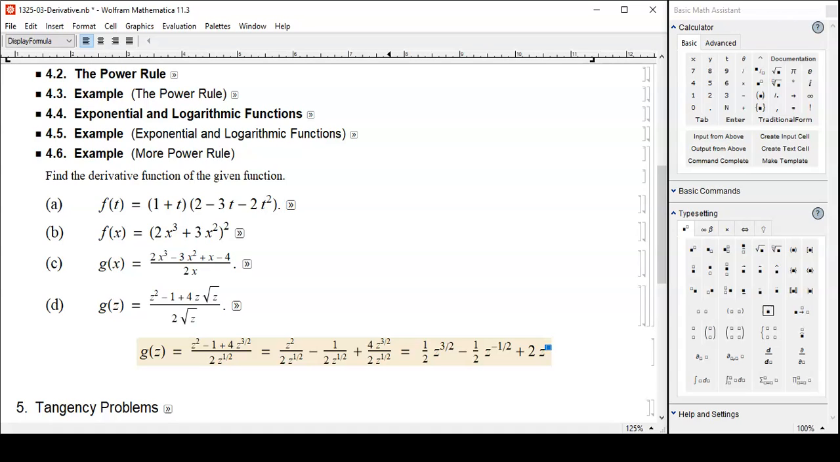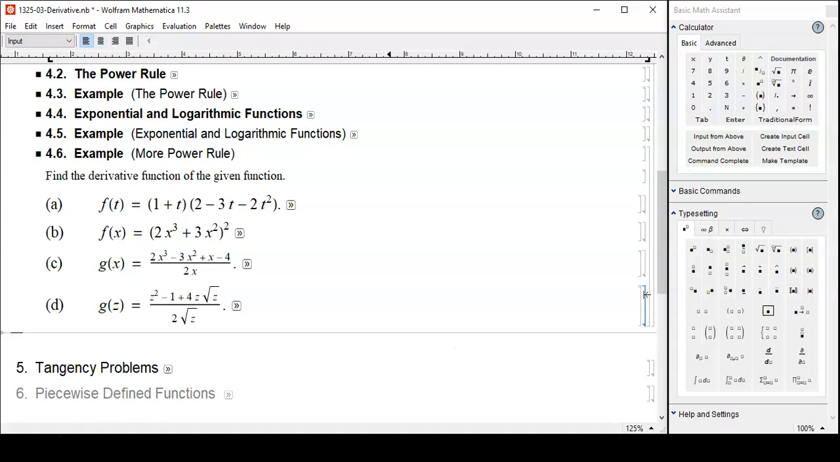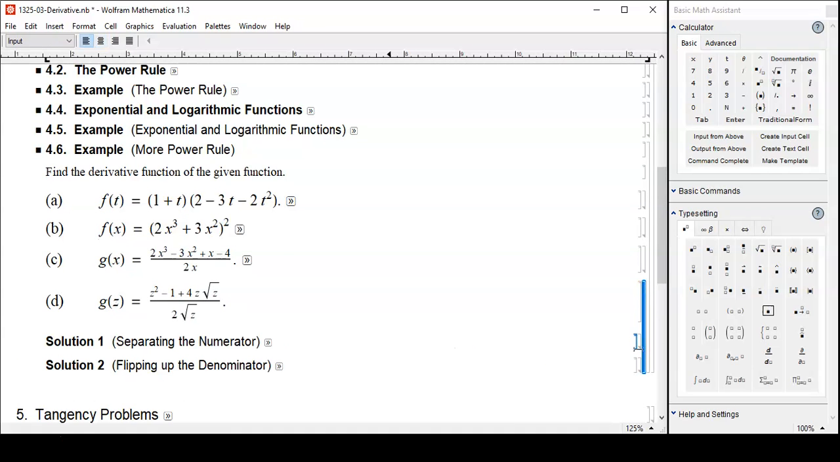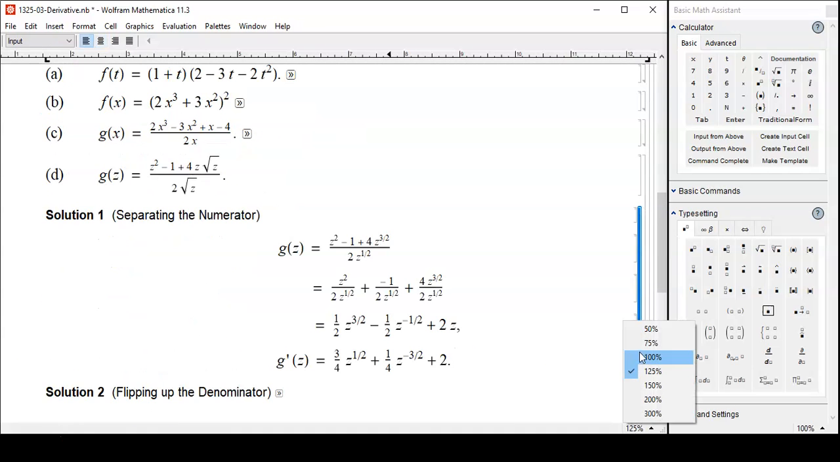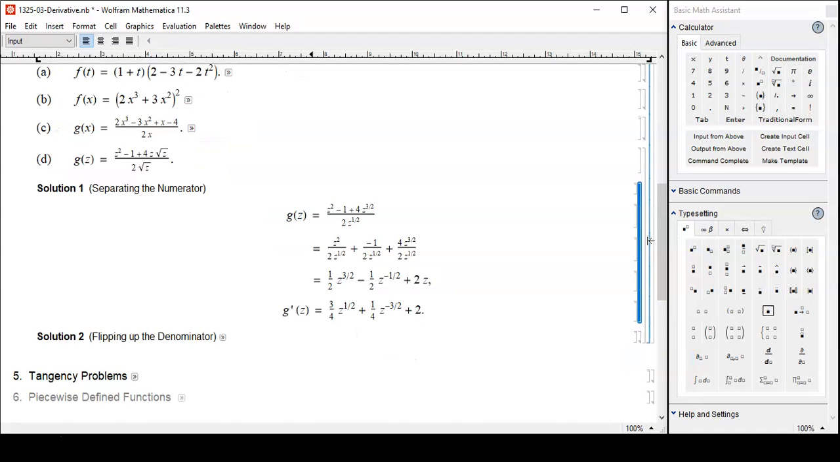So just see. The number part is 1 over 2, 1 over 2, and 4 over 2. That's why we get all those. And taking the derivative of each, you're going to get this answer. Make sense?